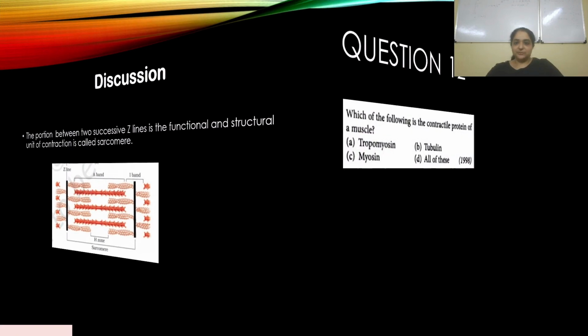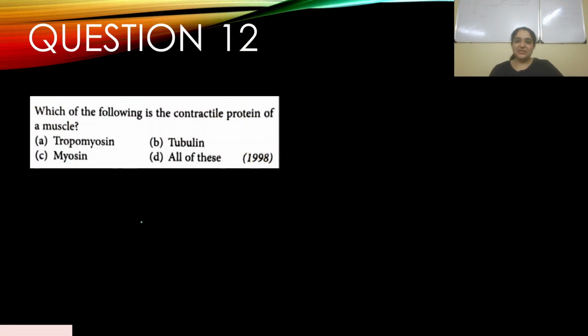Okay, next question. All right, so question number 12. Which of the following is a contractile protein of a muscle? This appeared in 1998. Right, an old question. A. Tropomyosin, B. Tubulin, C. Myosin, D. All of these.